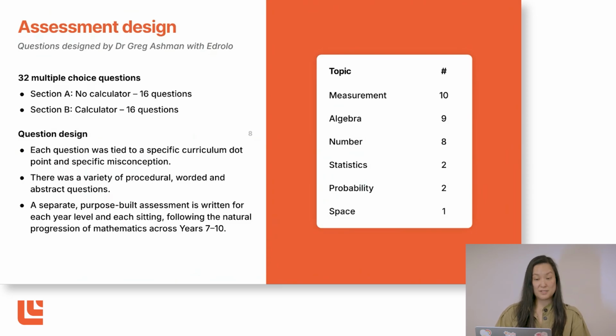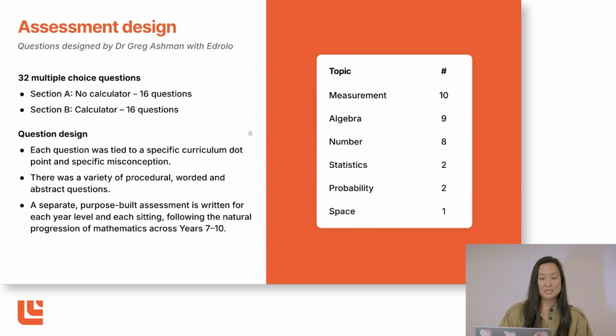The question design follows: they're all tied to a specific curriculum dot point, and they're also tied to a specific math misconception. You can see on the right-hand side that they follow all of the topics in the curriculum, so measurement, algebra, numbers, statistics, probability, and space. There's a heavier emphasis on number and algebra as the foundation of math. And then there are also measurement questions as they really lean into those skills as well.